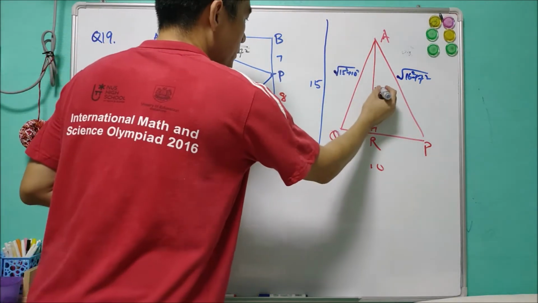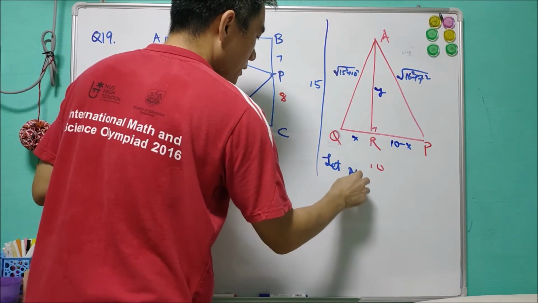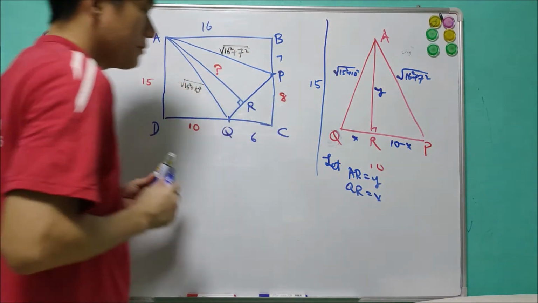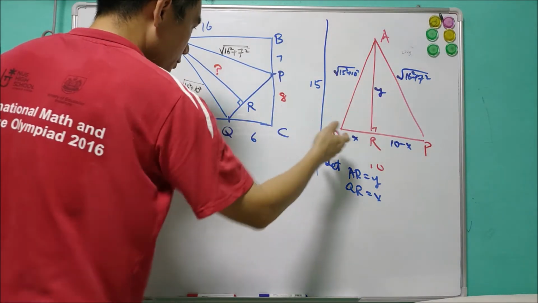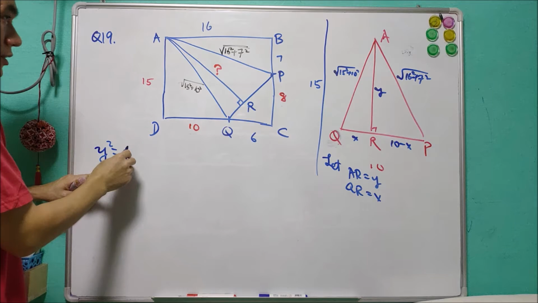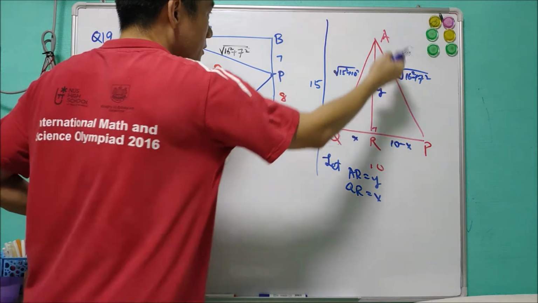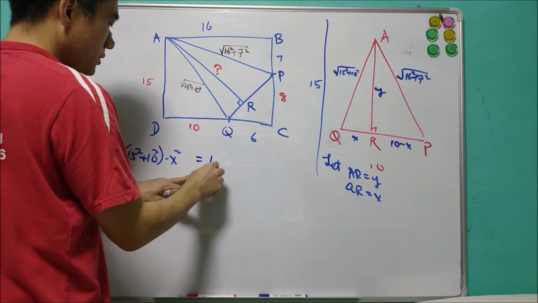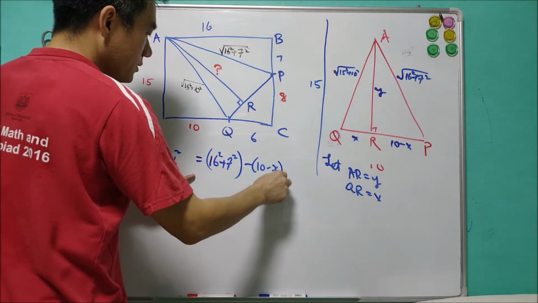I will let AR be Y and QR be X. Then RP will be equal to 10 minus X. We'll use Pythagoras theorem again from here and also from these two triangles. From the triangle AQR, Y squared will equal 15 squared plus 10 squared minus X squared. On the other hand, from the triangle APR, Y squared will be equal to 16 squared plus 7 squared minus (10 minus X) squared.